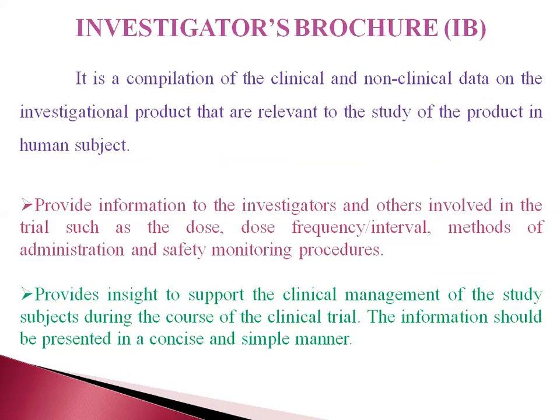There is one term, investigator brochure, IB. Generally, it is called as IB. It is a compilation of clinical and non-clinical data on investigational product that are relevant to study of the product in human subjects. So it is just a compilation of non-clinical trial data and clinical trial data.